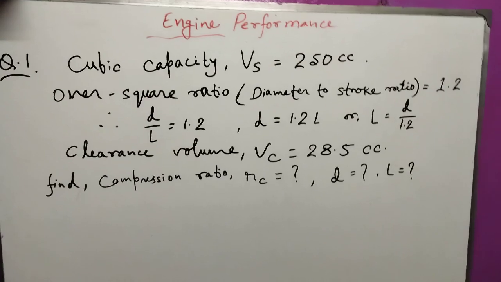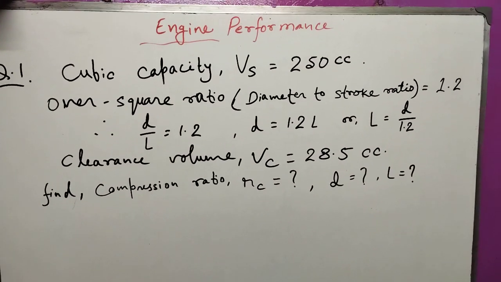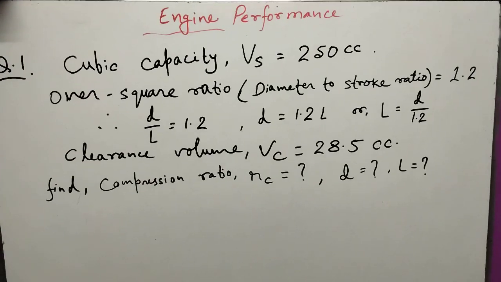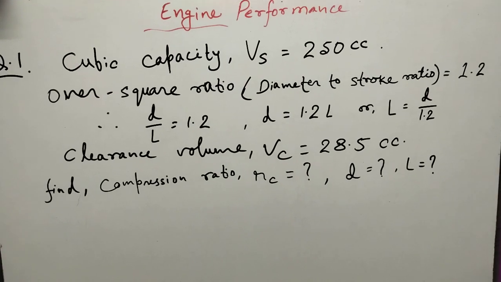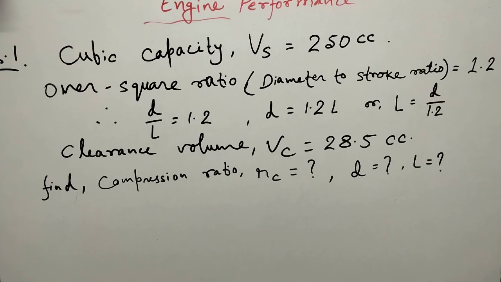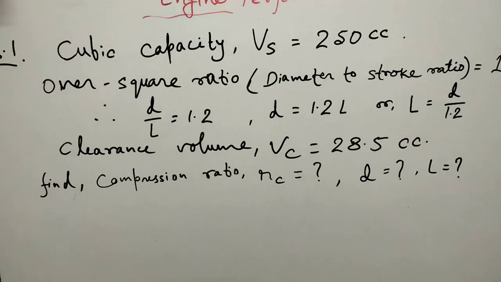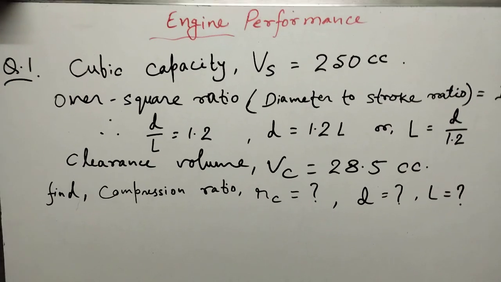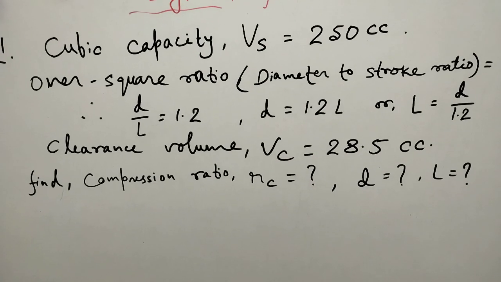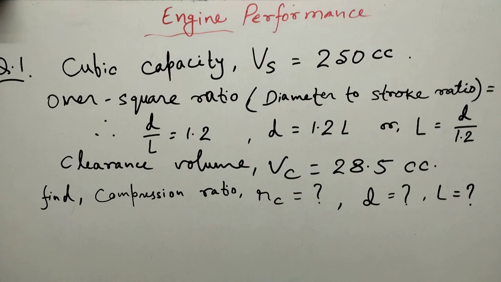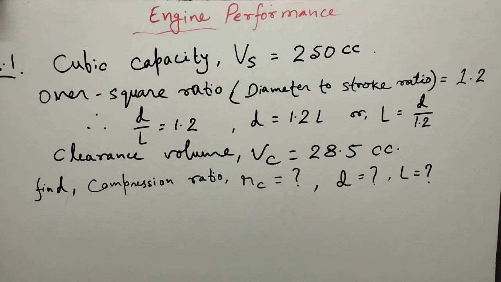Question number 1. Given the engine performance data: the cubic capacity is 250 cc, and the over square ratio is 1.2. This is the diameter to stroke length ratio, d by L equal to 1.2. Therefore, we rearrange this equation as L equal to d by 1.2.